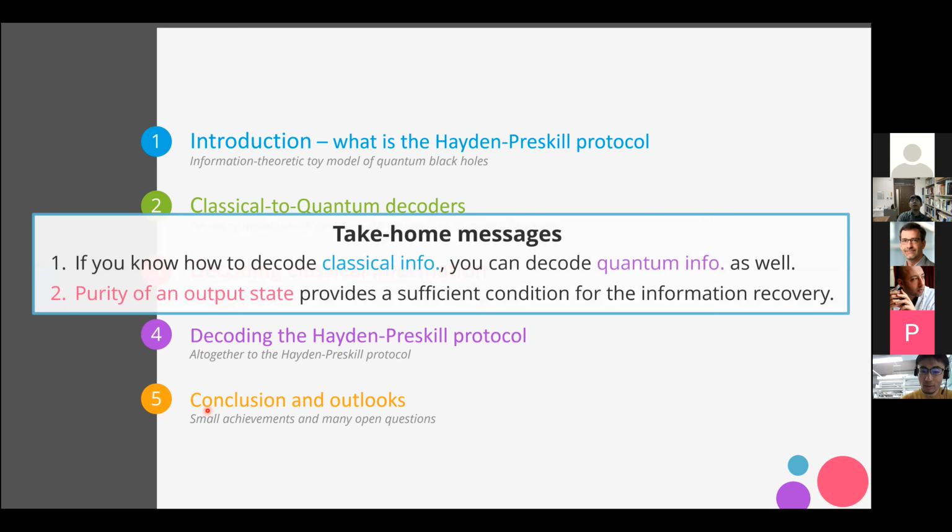So I would like to give you two take-home messages in this slide. The first message is, I have already told you, but if you know how to decode classical information in general, you can decode quantum information as well. So this is the first message. And the second message is about the sufficient condition for the information recovery. We find that if we use a particular type of decoder, the purity of an output state of the noisy channel, or like the radiation in the Hayden Preskill protocol, is very important. So purity is a kind of key factor when we talk about information recovery. So this is the second message.